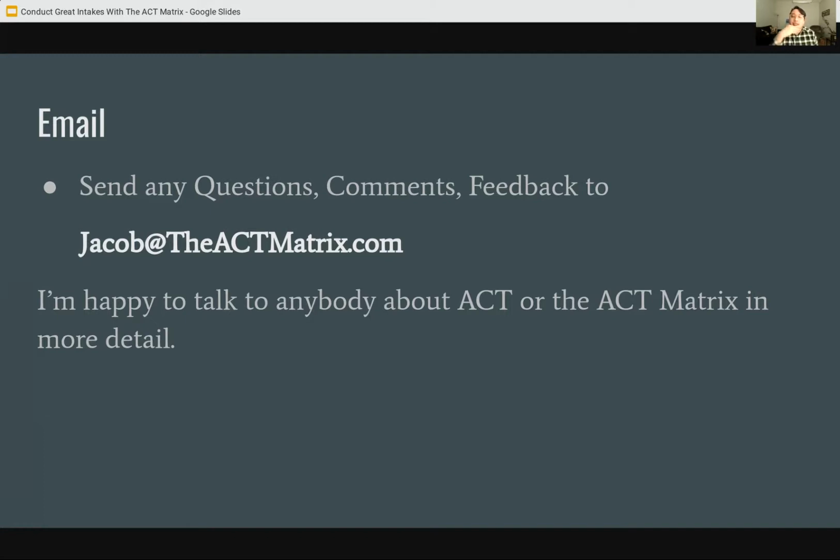So let's address Megan's question. Megan has a question. It's, what do we do when people are ambivalent about change and they start to blame others for not being able to meet their goals? And how do you address relational concerns?